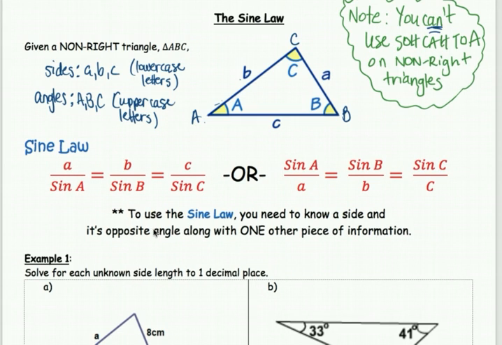Okay, so we have a little note here saying that to use sine law, you need to have these conditions. You have to know one of the sides of the triangle and then its opposite angle. So if you know the side B, you'll know the angle B. So you need to have that condition, and then you need one more piece of information. It doesn't matter what it is. It could be an angle or side.